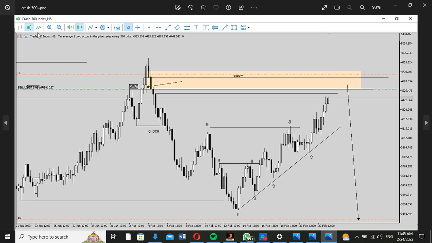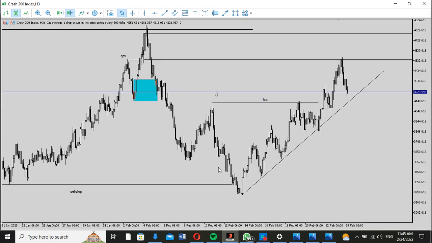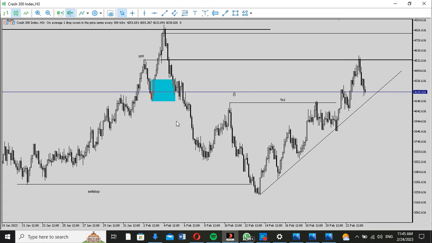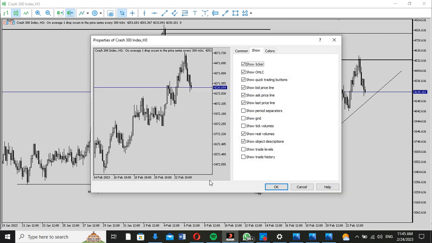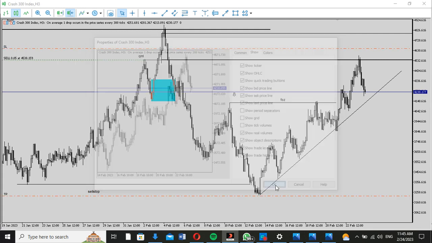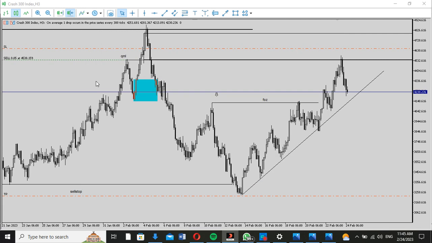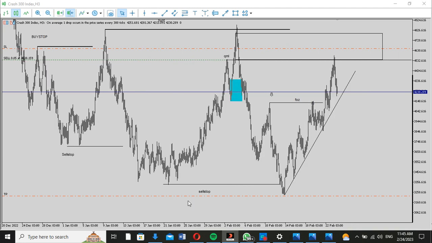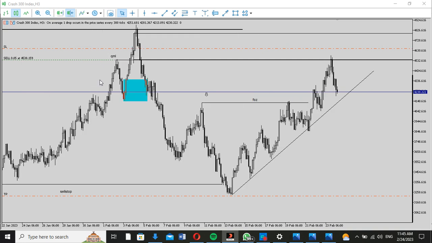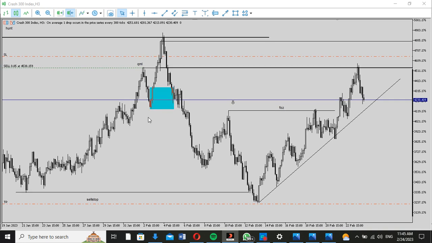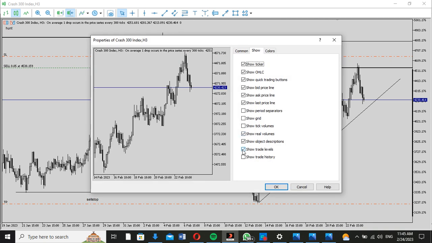Sorry, that was Crash 300, not 500. So we have it right here. I already placed my sell limit right there, and you saw my stop loss up there. So we'll now go to the live chart and talk about it. You can see that I am still in the trade right here. I have my sell entry right here, and I have my take profit right there.